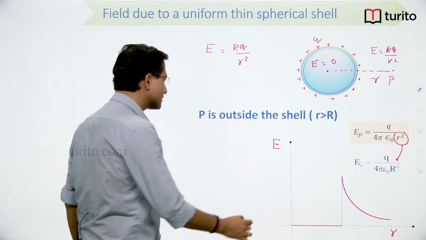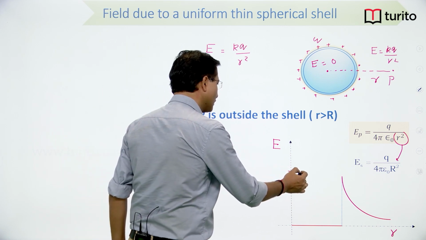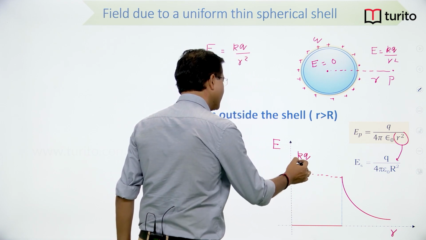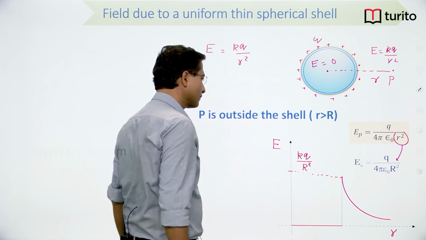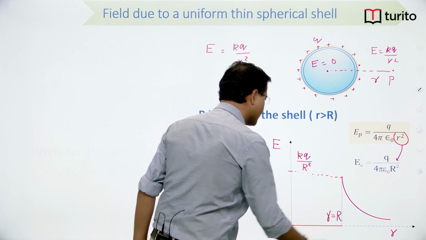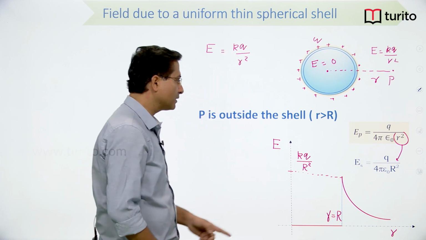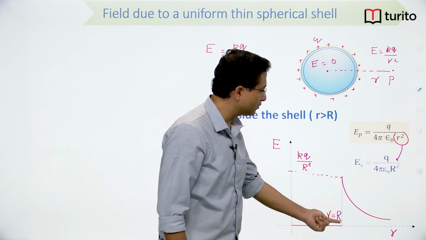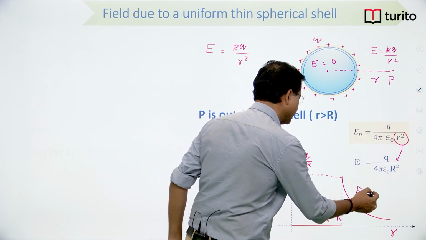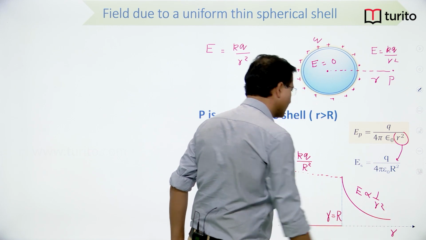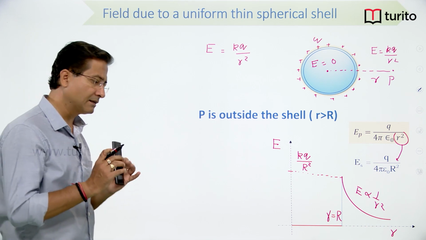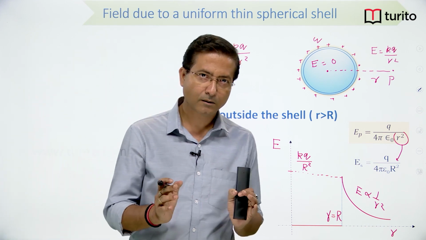So on the surface its magnitude is k q divided by capital R square. Here small r is equal to capital R, and when you cross the surface, the field varies according to E proportional to 1 upon r square. So because of the shell, both inside and outside points are clear.